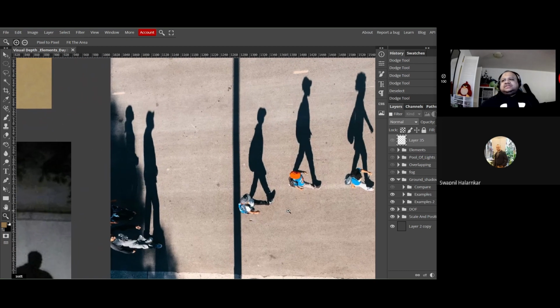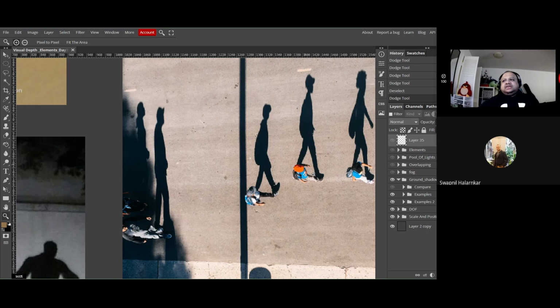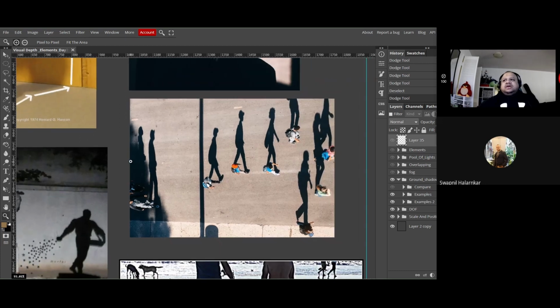For example, see these objects are tiny compared to the scene; they are not at that scale. This is the same thing, right? What is happening here? The scale of the character is not that big, but the shadow is so big.